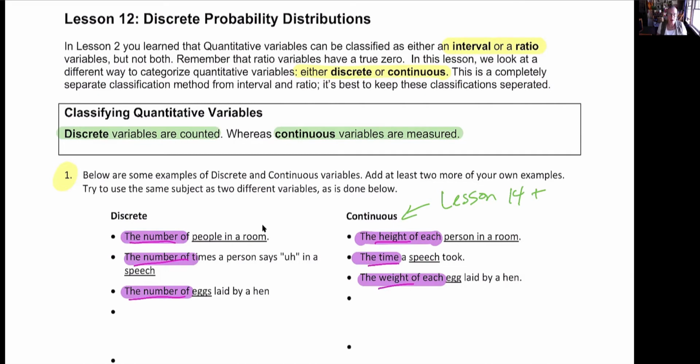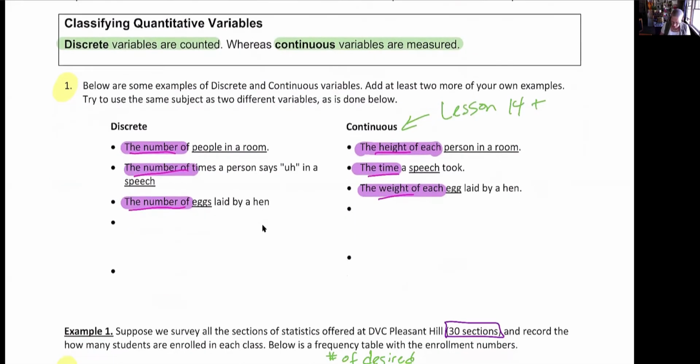And it's not just quantitative. Sometimes we're dealing with qualitative variables as well. Right now it's a different way to classify things, as either discrete or continuous. So I've got some examples here where I've got the same type of thing: people in the room, a speech for your class, eggs laid by a hen. So I've got three of the same variables that we're looking at two different ways.